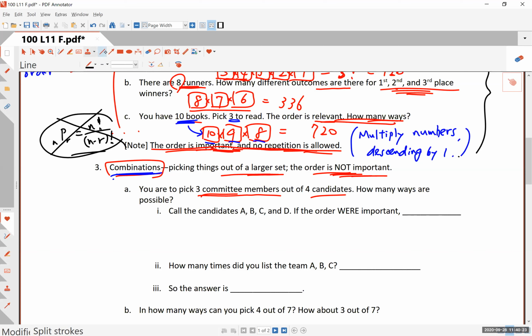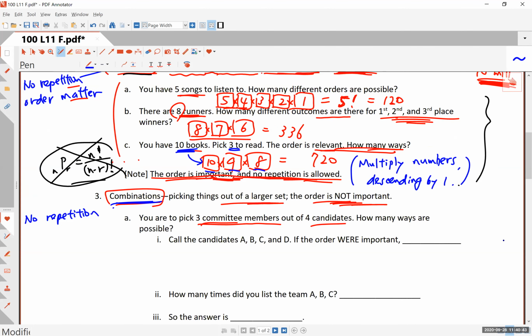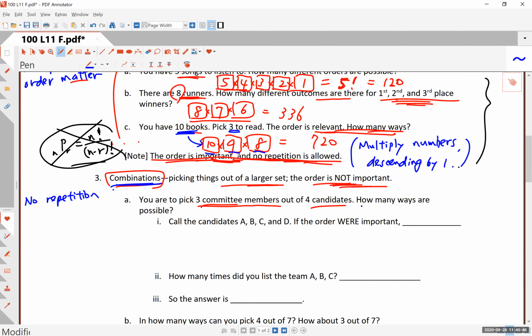All right, so for combinations, the 2 things that you should know and you should verify are as follows. No repetition. So this is very much like the permutations problem, no repetition. Because in other words, if you're looking for 3 out of 4 candidates, you can't say my 3 members are A and A. That would be repeating A more than once, and that's not allowed. And then the order does not matter. The order is irrelevant. That's what I mean, okay?